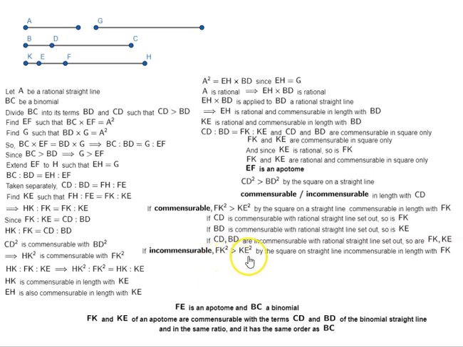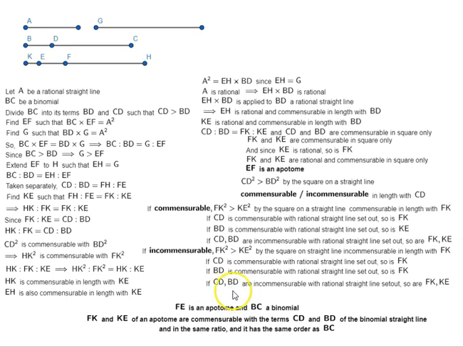then FK square is greater than KE square by the square on a straight line incommensurable in length with FK. And if CD is commensurable with the rational straight line set out, so is FK. If BD is commensurable with the rational straight line set out, so is KE. And if CD and BD are incommensurable with the rational straight line set out, so are FK and KE.